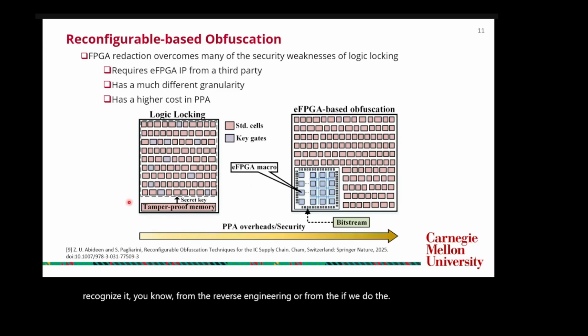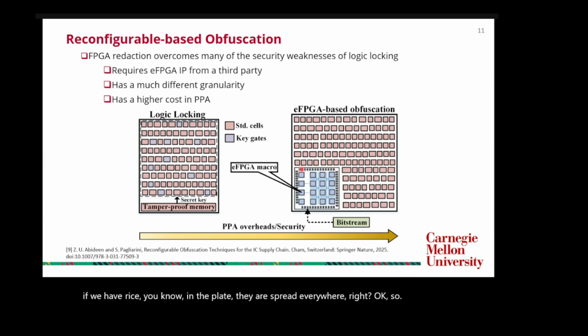For logic locking, we have the key gates. These are the key gates. They are actually embedded into the logic, and they are spread all over. And this is fine grain. Fine grain means that they are spread, like rice on a plate, spread everywhere. So this has a much different granularity.